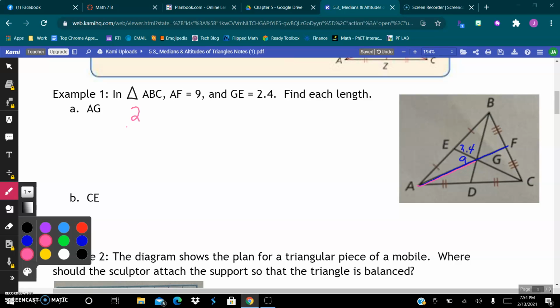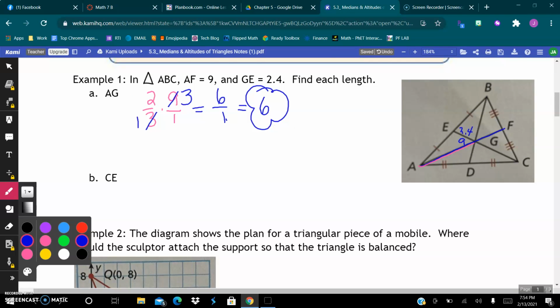So we take 2/3 times 9, and I'm going to make 9 into a fraction to multiply. The 3 and 9 on an angle have a 3 in common, so I divide both by 3. Then I multiply across the top: 2 times 3 is 6, and at the bottom, 1 times 1 is 1. And 6 over 1 reduces to 6. So segment AG is 6 units.